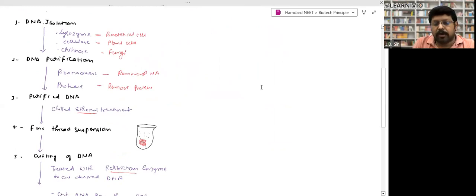Better you note it down with your pen and paper, right? That's better than taking a screenshot, because it's easy and takes very less time.